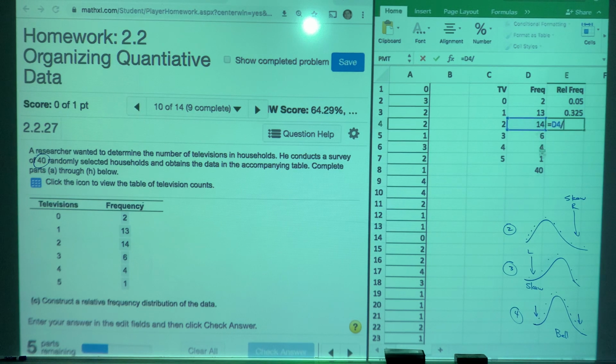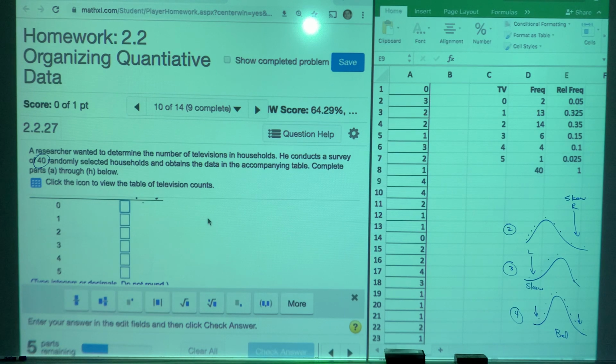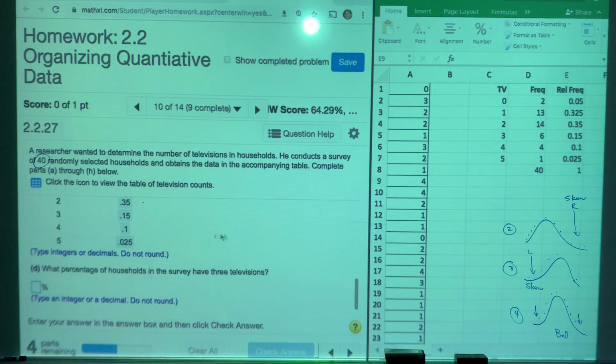Notice how those problems are coming back to us, but it's no big deal. There is a shortcut for this, but I'm not giving it to you yet because we'll have that shortcut many problems later, and it's easier to just have you practice on here. Now again, if I sum all these up, they should equal 1, and they do. So I'm going to input my relative frequency now. Sure enough, that works out.